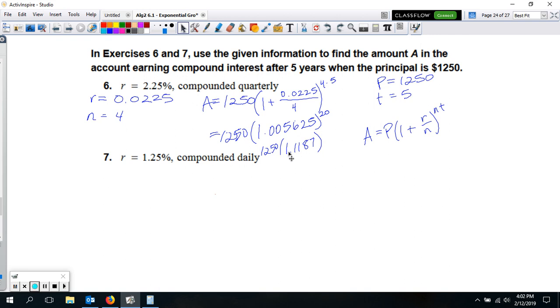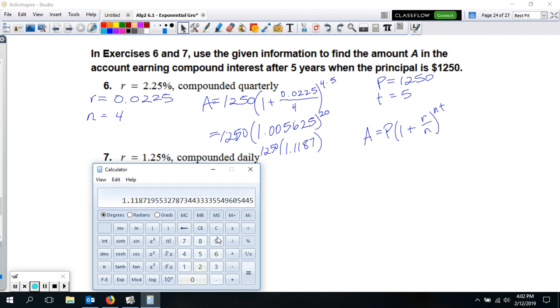So our 1250 is being multiplied now by 1.1187. I just rounded it a little bit. But if you keep your number here on the screen, then you don't need to worry about rounding. You just can keep it there. We're going to multiply this now times 1250. So times button, 1250, and equals. And that gives us our answer for this one, 1,398.